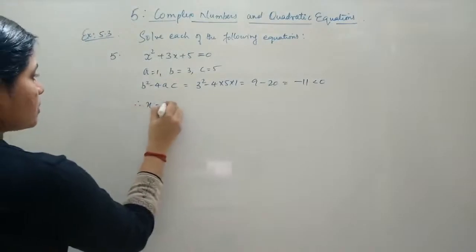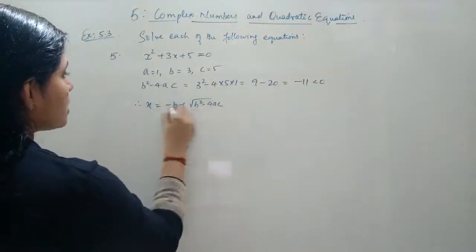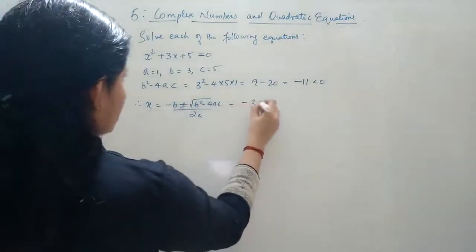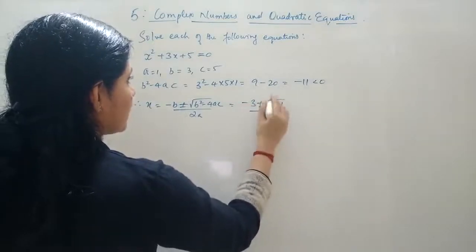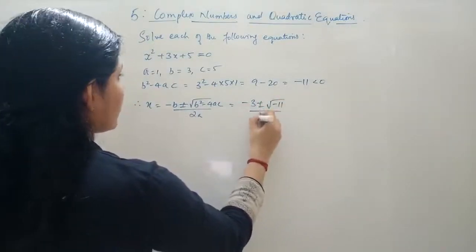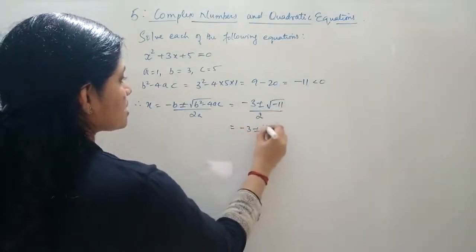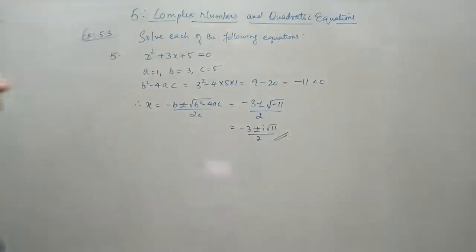Therefore, x is equal to minus b plus or minus root of b square minus 4ac by 2a, which will give you minus 3 plus or minus root of minus 11 divided by 2a, 2 into 1. So you'll get minus 3 plus or minus i root 11 by 2 as your answer. Clear?